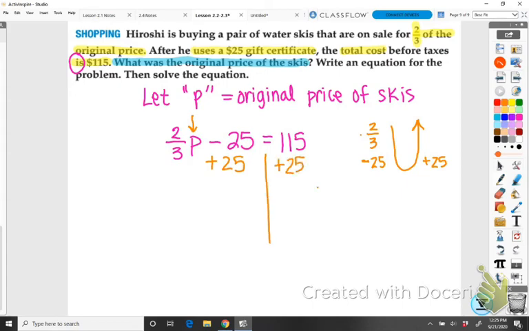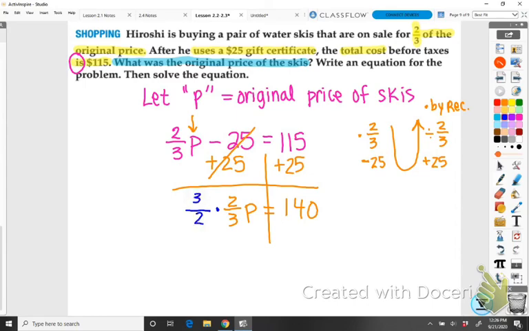So add 25 to the left and to the right. This zeroes out. You're left with 2/3 p equals 140. And to undo the multiplication of 2/3, we're going to divide by 2/3 or multiply by the reciprocal. I like to multiply by the reciprocal, especially if I don't have a calculator handy. So this is 3/2. Can put the 140 over 1. These all divide out, so you're left with p equals.